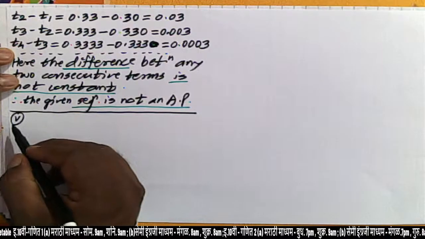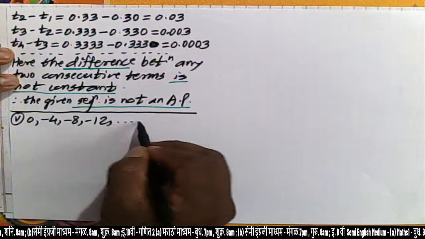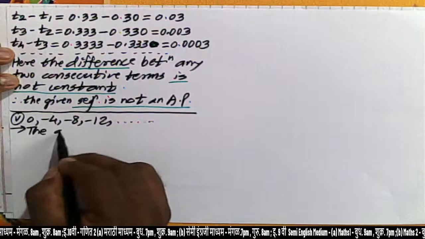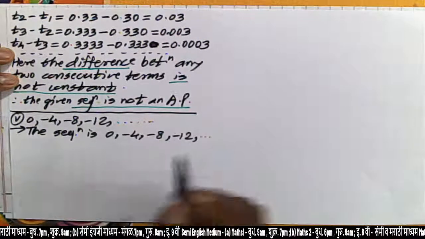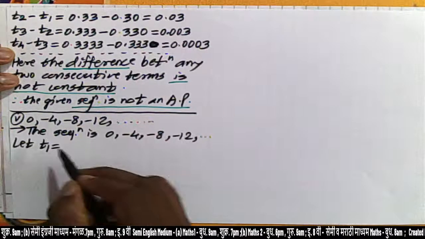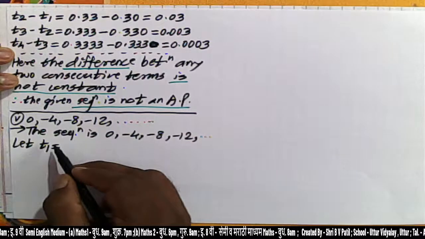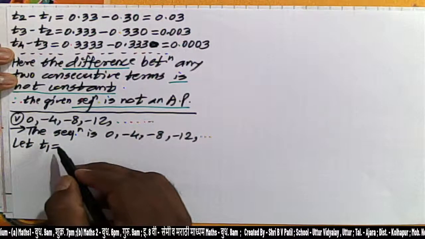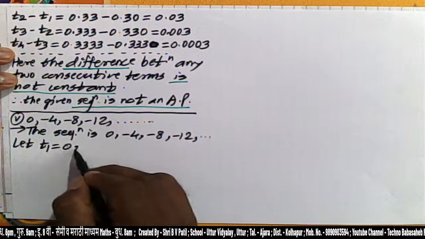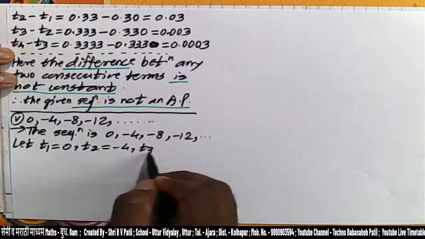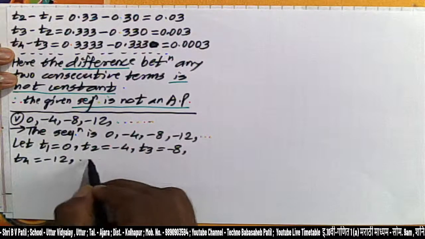The next example: 0, -4, -8, -12, and so on. The sequence is 0, -4, -8, -12, and so on. Let the first term be denoted by T1. First term 0, second term that is -4, third term that is -8, fourth term that is -12, and so on.